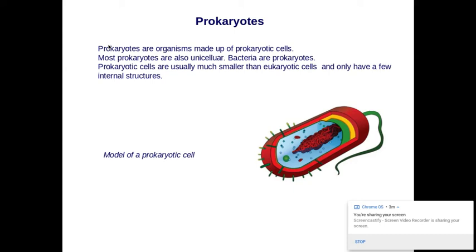Prokaryotes are made of prokaryotic cells, and most of them are unicellular. So on the T-chart under prokaryote, write unicellular. If you haven't written down bacteria, write that down. And they're very small, and they only have a few internal structures. This is an example of a prokaryote. You might want to draw this in your notes. Draw an oval, draw a little tail. That's called a flagella. You don't need to know that right now.